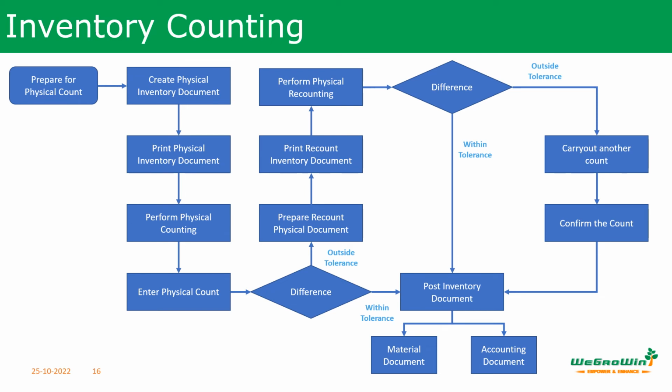Inventory counting is another important action done as part of material management if there is no warehouse management. What are the steps involved? Prepare the physical counting, create the physical inventory document, perform the counting, and if there is any difference, do the analysis, post the difference and close the document. These are the various steps. We'll see the detailed procedure when the relevant time comes in this course.